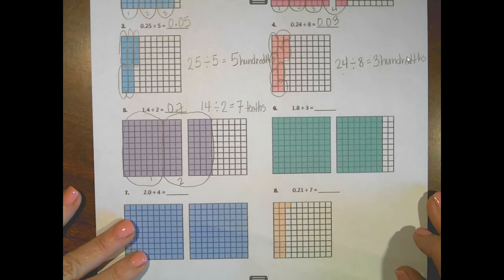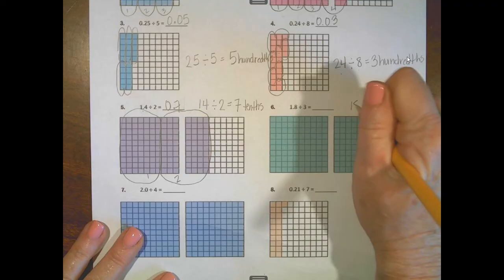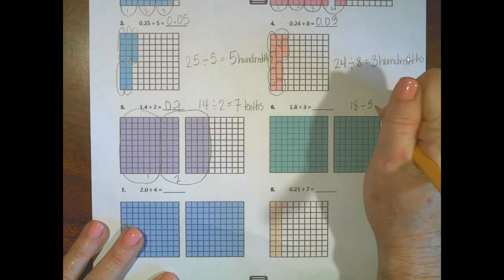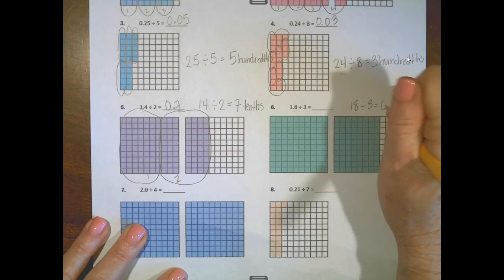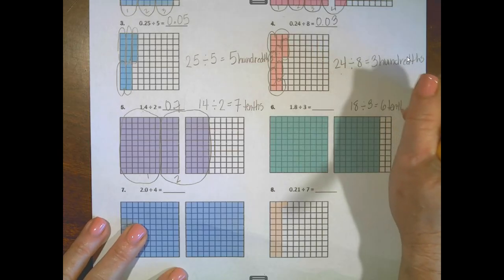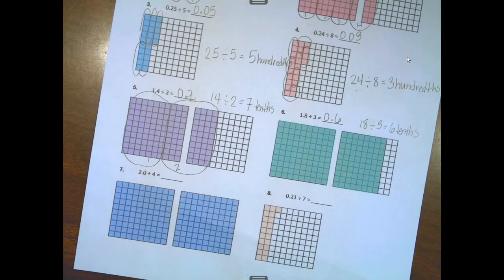All right, 1 8/10 divided by 3. This is the same thing as 18 tenths divided by 3. And our basic fact that we know is 18 divided by 3 equals 6. So my answer should be 6 tenths. All right, so let's see if we're correct.